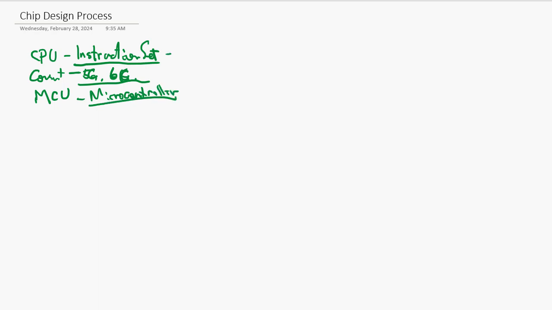This instruction set is like the RISC-V or other CPU. There are many instruction sets available, right? Now from there, depending on the purpose of the CPU, it's going for speed, it's going for versatility, or it's going for low power. You have to make an architecture.